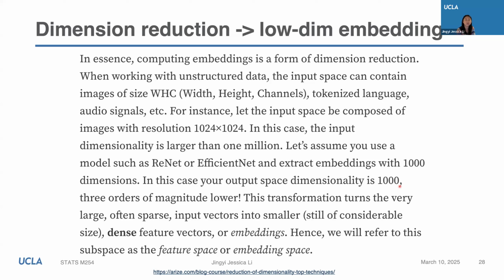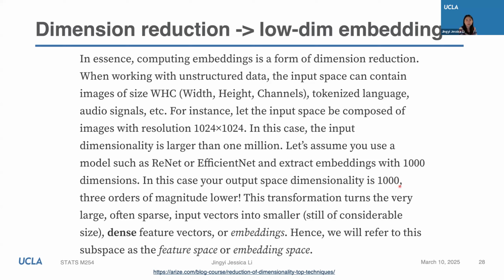Let's assume you use a model such as ResNet or EfficientNet, so two neural networks, and extract embeddings with 1,000 dimensions. You get the embeddings from the neural network. In this case, your output space dimensionality is 1,000, 3 orders of magnitude lower. You already did some dimension reduction from the pixels to some embedding dimensions.